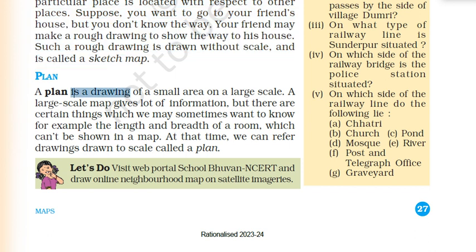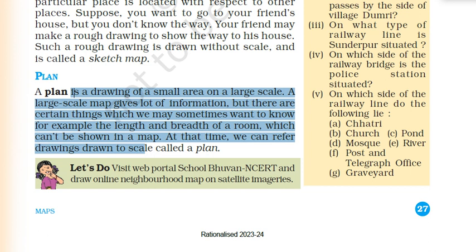Plan. A plan is a drawing of a small area on a large scale. A large scale map gives a lot of information, but there are certain things which we may sometimes want to know, for example, the length and breadth of a room, which can't be shown on a map. At that time, we can refer to drawings drawn to scale, called a plan.